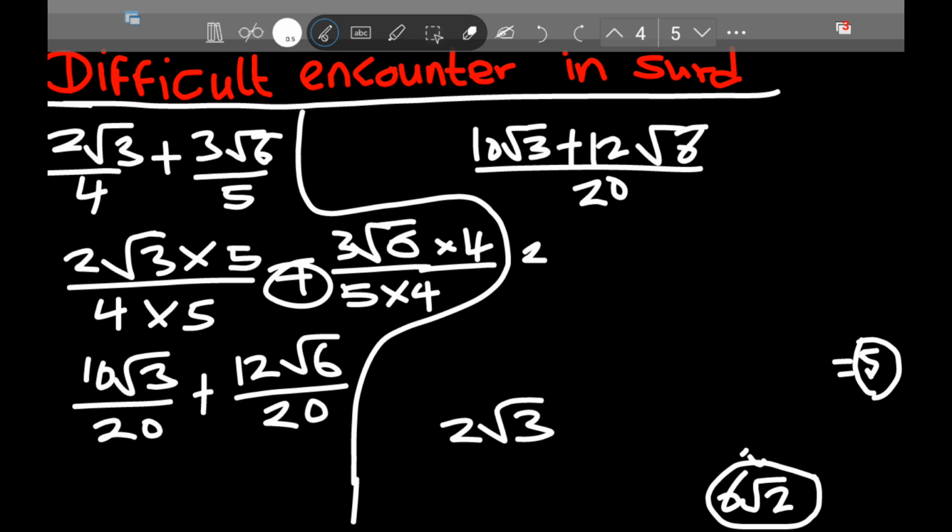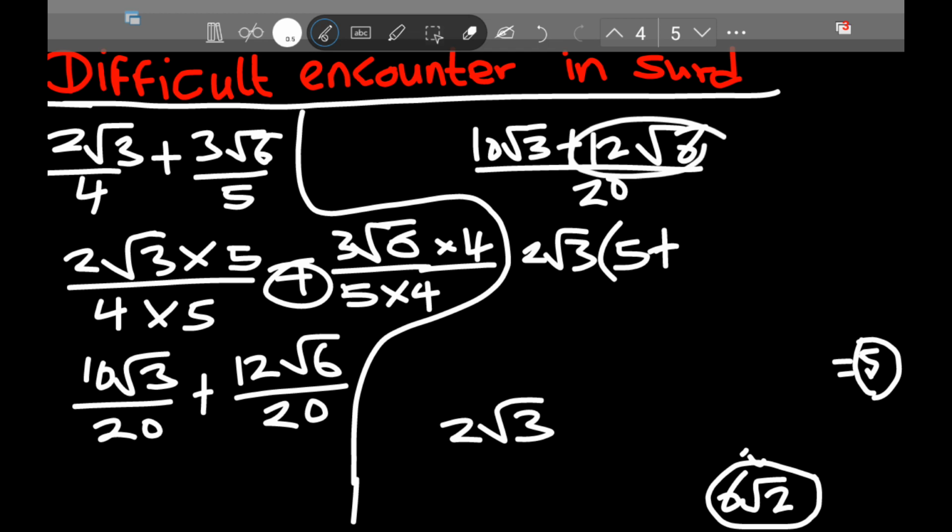Now when you take 10 root 3 and you divide it by 2 root 3, this root 3 over here and this root 3 will disappear, and 2 will divide 10 to 5. So that is why you see 5 here. So put the 5 here and your plus sign between them.